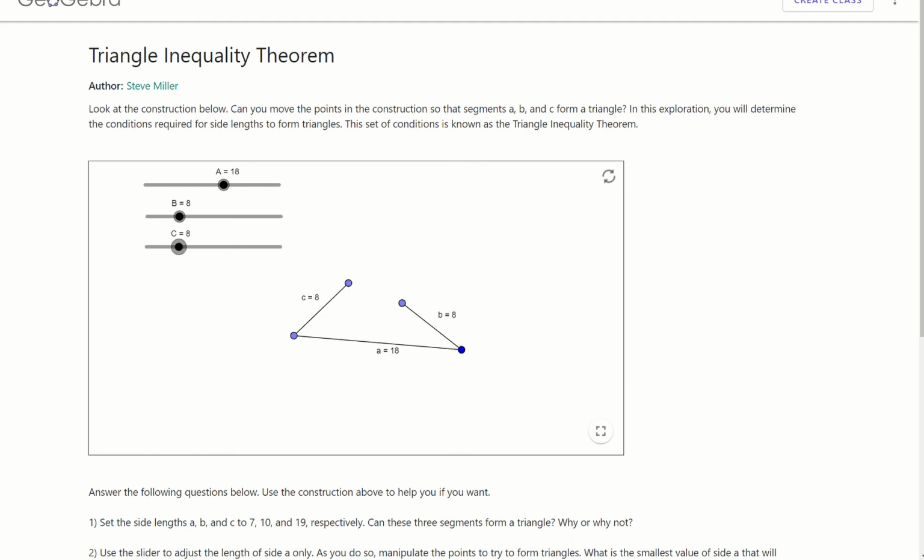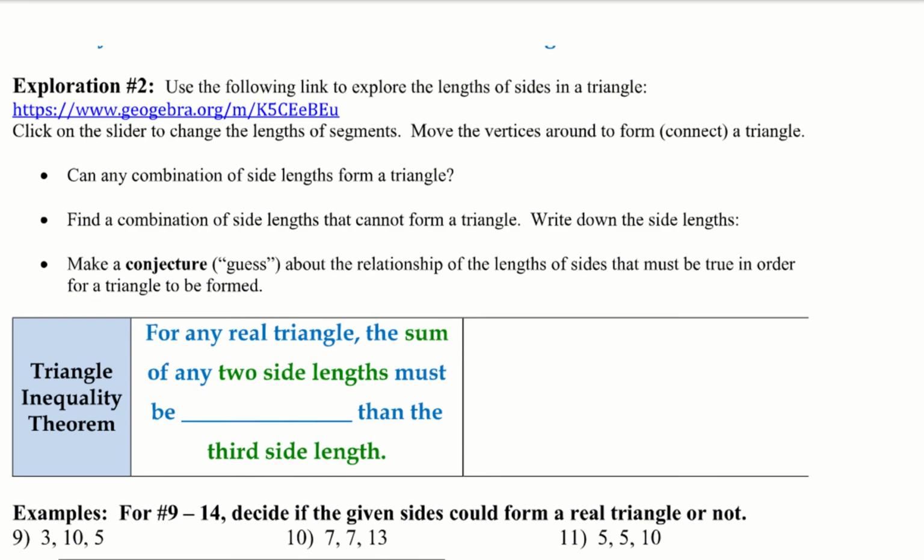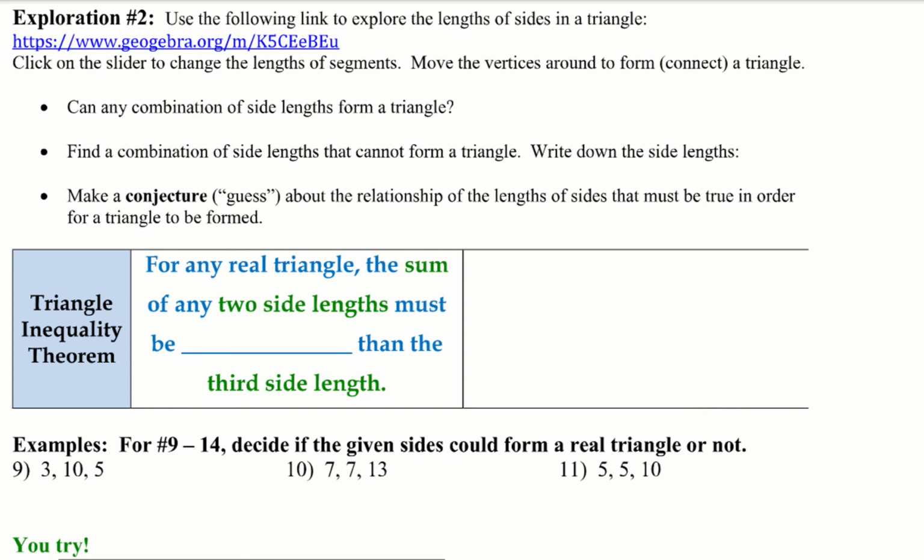But I think I had like, what is it? Let's do 11. So 8 and 11. No, I did 12. That's right. 14 is fine. So 8 and 14, if I add those together, that's definitely greater than my 18 there. So therefore, it creates a triangle. Okay? So for any real triangle, the sum of any two side lengths must be larger than the third side length.